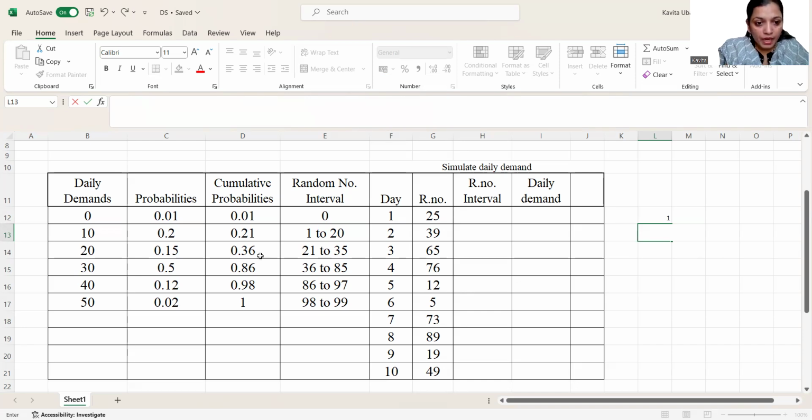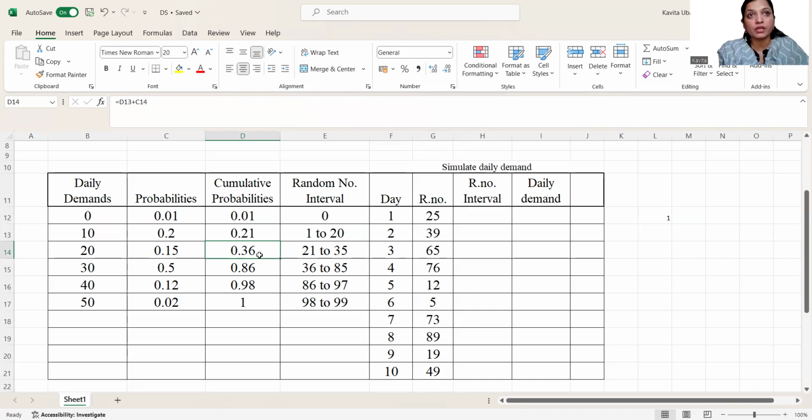Likewise, if you multiply 0.36 by 100, you will get the answer 36. It means the first 36 random numbers. So 0 to 35 will be your 36 random numbers. The first 36 random numbers will lie between 0 and 35. That is why your random number interval for the third daily demand, having 20 and probability 0.15, is equal to 21 to 35. Likewise, we have calculated random number intervals for the other demands also.